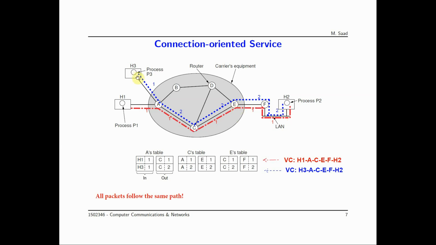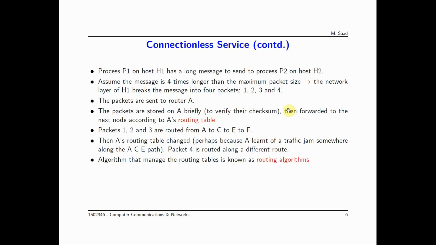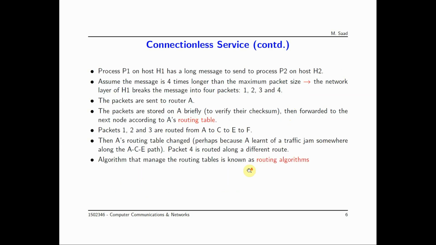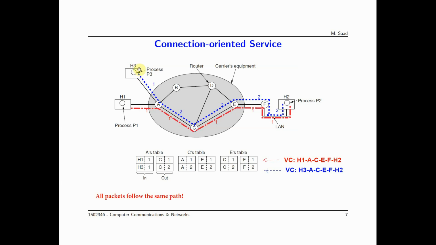So let's go to this case. Now we want to establish a virtual circuit from host 3 until host 2 according to the connection-oriented approach here in the first slide. According to the connection-oriented approach, what is the first step? A path is chosen from the source router to the destination router. So we have to choose a path first. Assume that this is the path that has been chosen, the blue one.